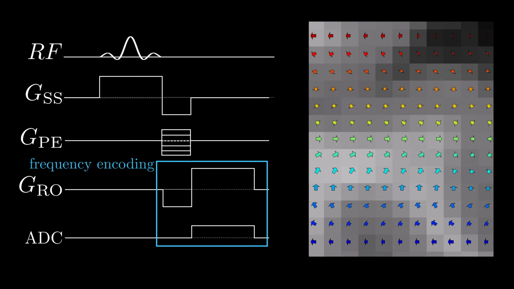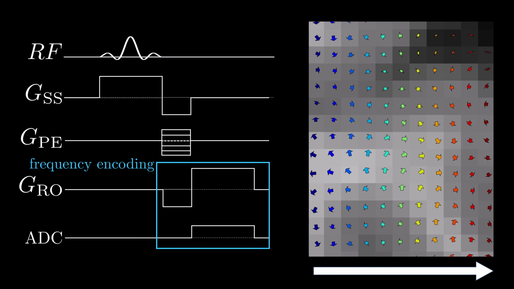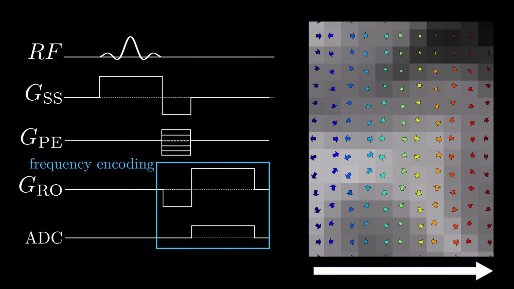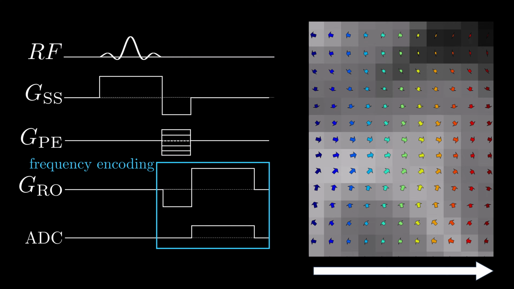Finally, we perform frequency encoding. We deliver a third gradient orthogonal to both slice select and phase encode gradients. Spins in the higher field will precess faster than spins in the lower field according to the Larmor equation. Thus, this dimension is encoded by the respective spin frequencies. During frequency encoding, the ADC is switched on, as the plot indicates, and we record the incoming NMR signal. This is called the readout.